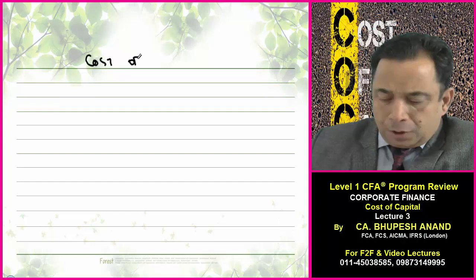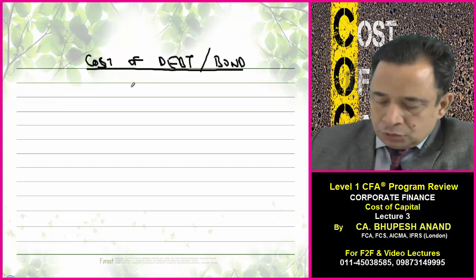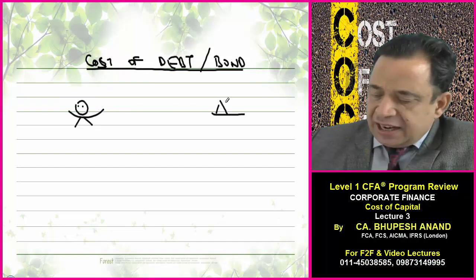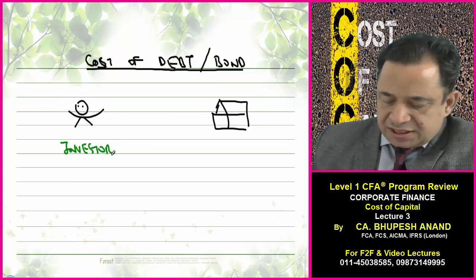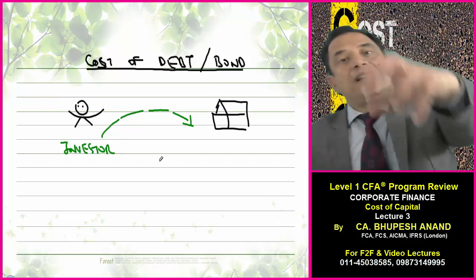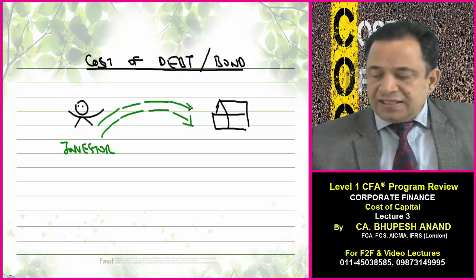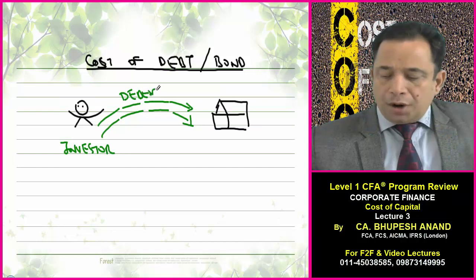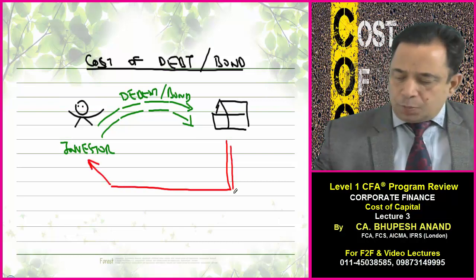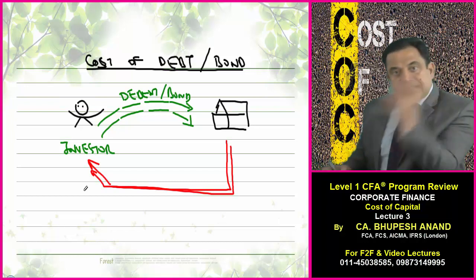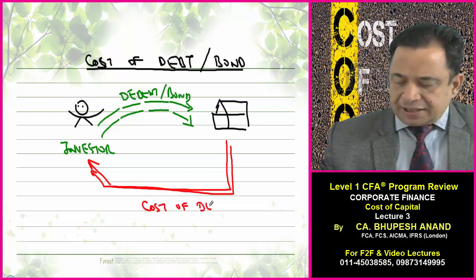In the meantime, please take out your notebooks. Cost of debt, or a bond: these are the two parties. One is the investee entity, and second is the investor. This person has invested his hard earned money in an organization, in an entity, and the instrument in which he has invested is named either a debenture or a bond. And this entity has to pay something to this investor. That something which this entity has to pay is named as cost of debt.